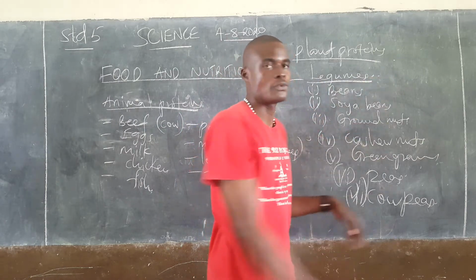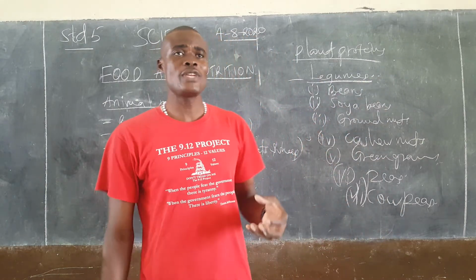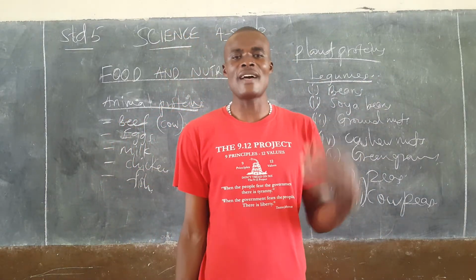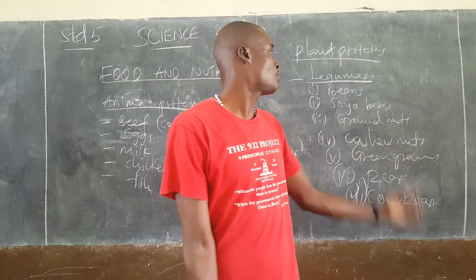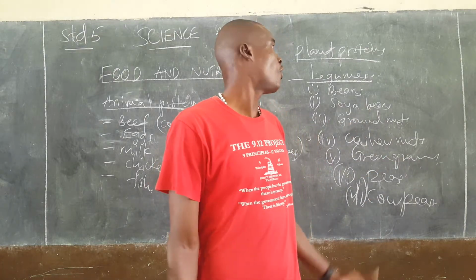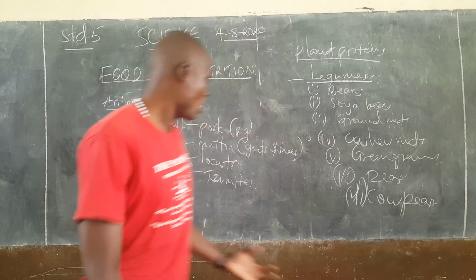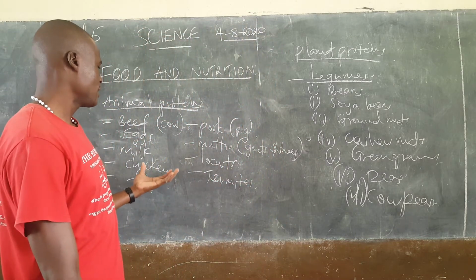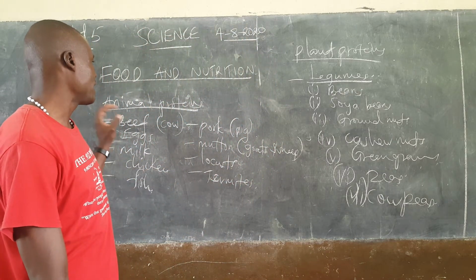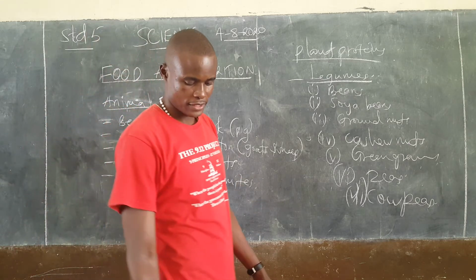They are under legumes. And all legumes, so if you just take it like this, all legumes are examples of what? Are examples of plant proteins. And all types of meat, those you mentioned here, are examples of animal protein. So don't miss them.